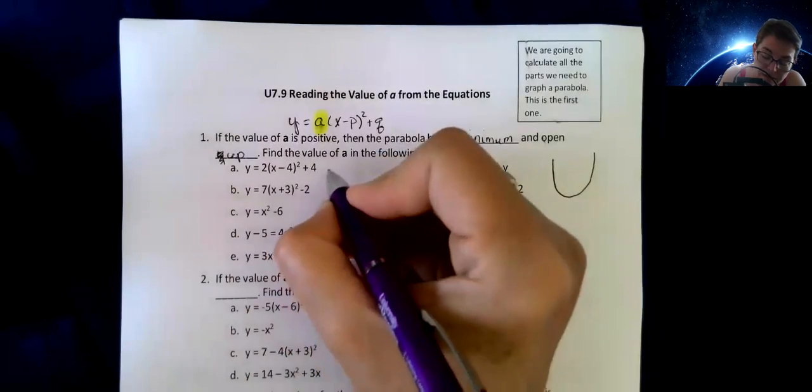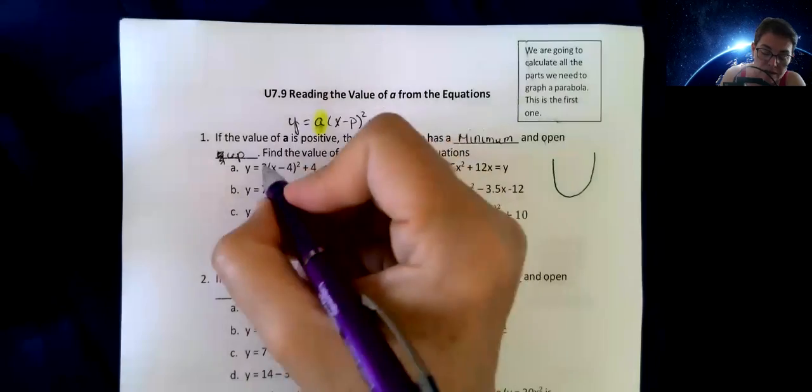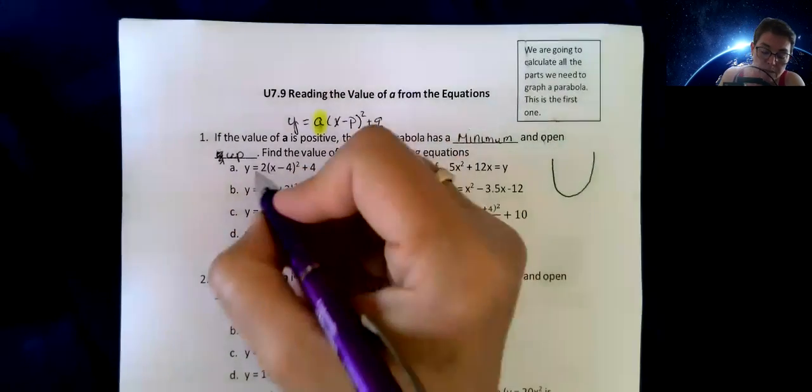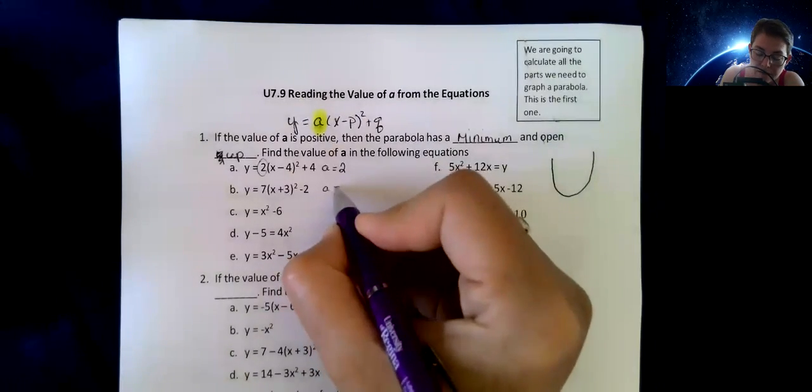Now this first one's pretty easy. A is equal to 2, right? If there's a set of brackets, basically it's the number in front of the brackets.